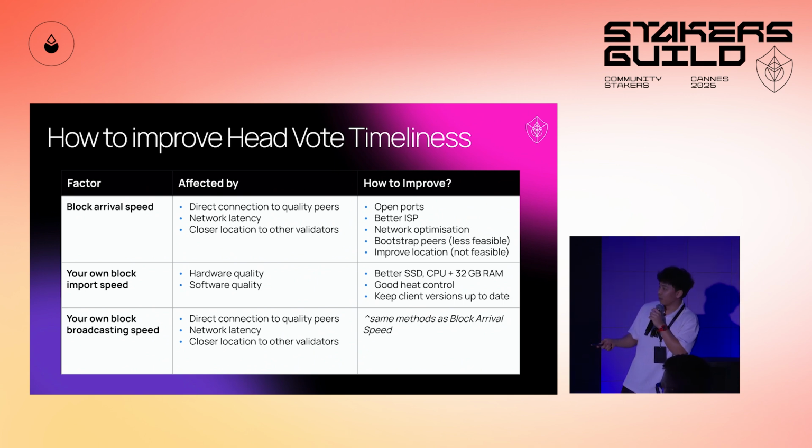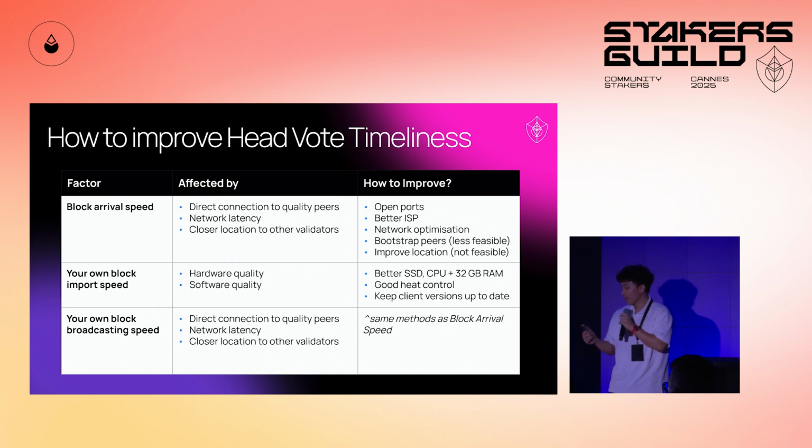All right. How to improve your block import speed? You can get better hardware quality, better software quality. You get a better SSD, get a better CPU, at least 32 GB of RAM, good heat control or temperature control, and you can keep your client versions up to date.